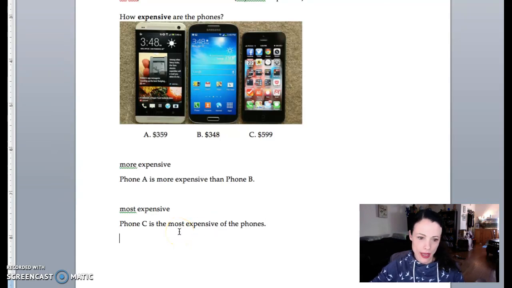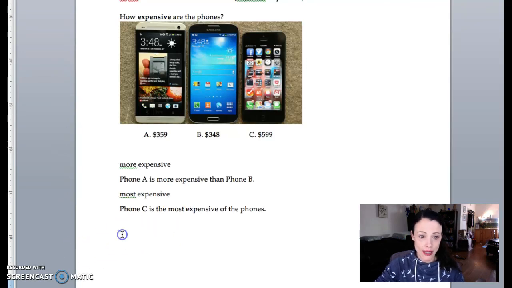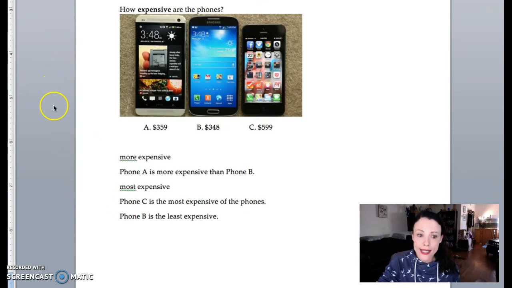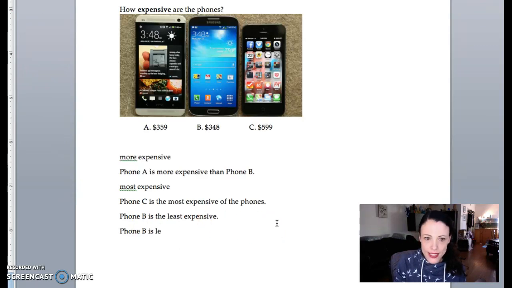What other sentences could we make? We have many choices. You could use least expensive. Which phone is the least expensive? That would be phone B, right? Phone B is the least expensive. What else could we say? We could say less expensive. So for example, phone B is less expensive than phone A or phone B.